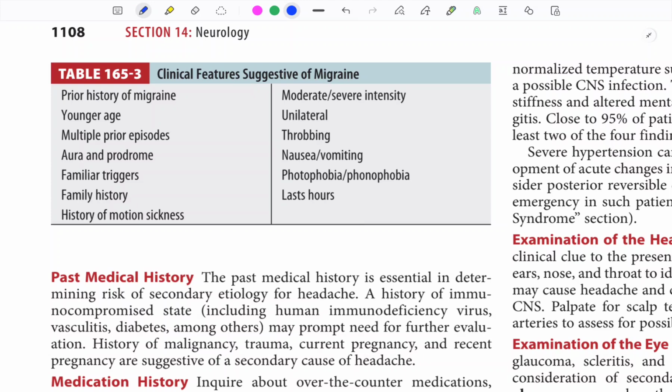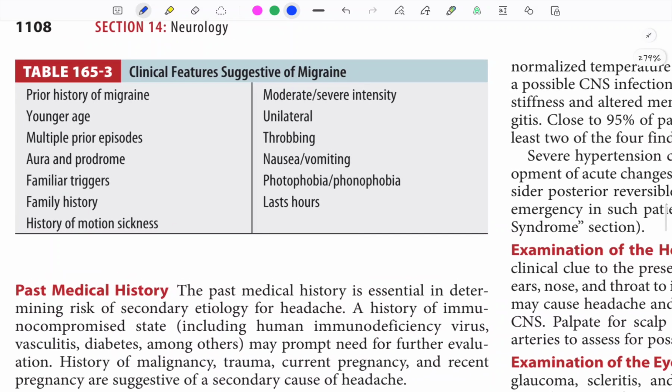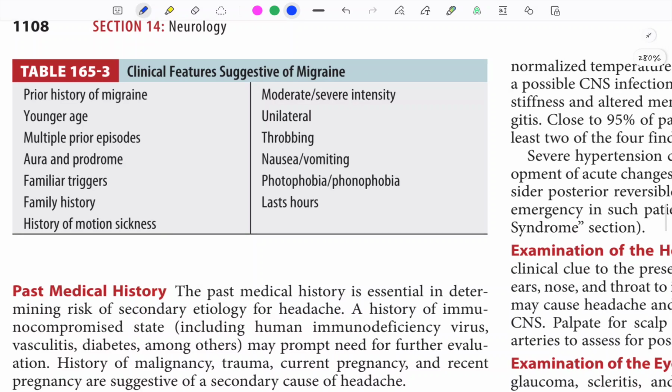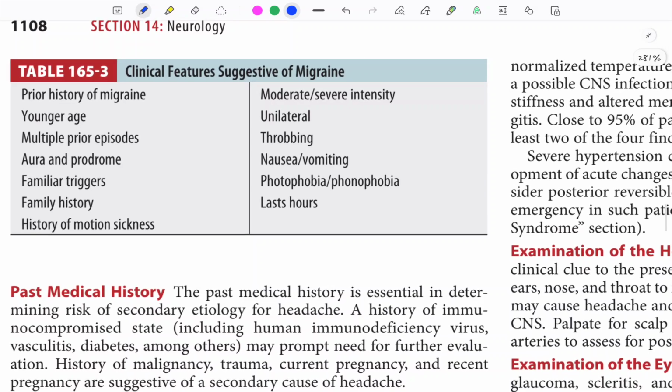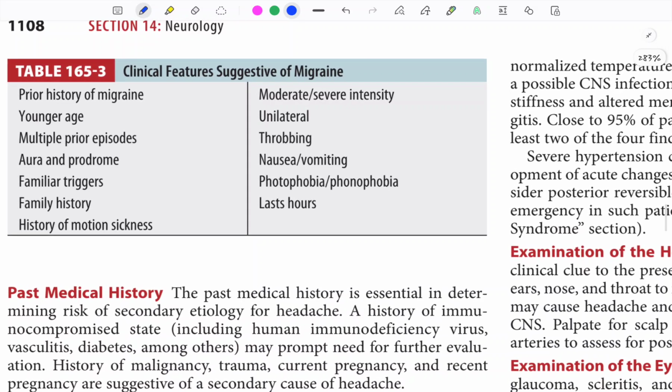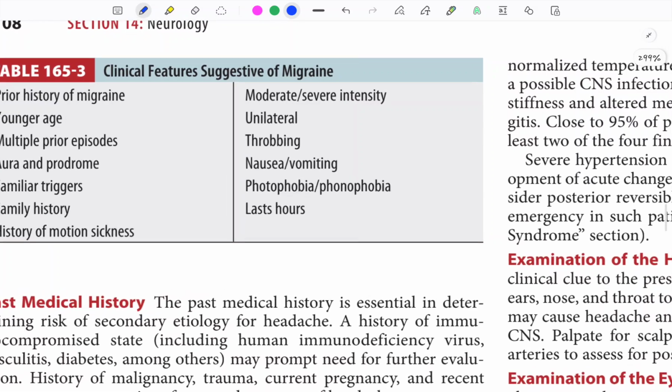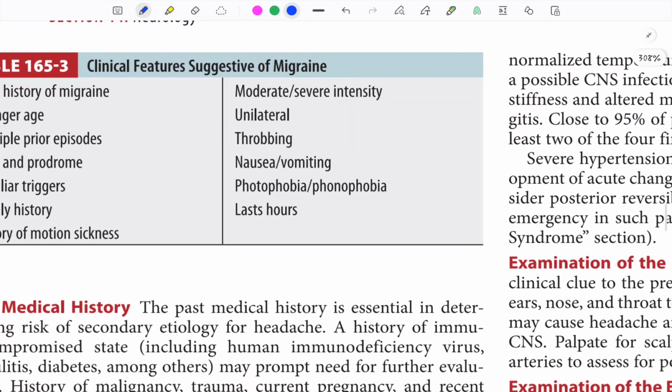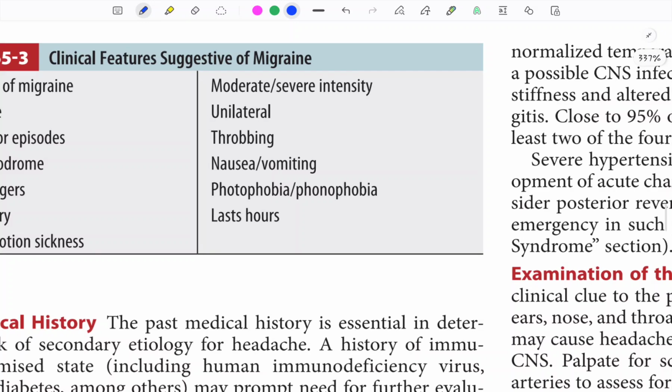Then history of motion sickness is also suggestive of migraine, especially in a cold AC car without any ventilation in the bright sun and you're eating a wafer bar. Never mind.